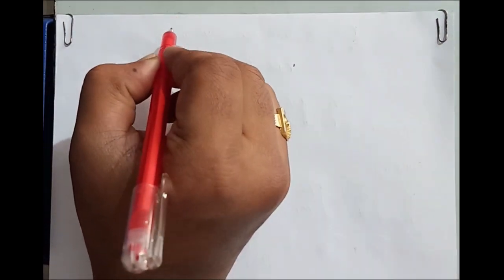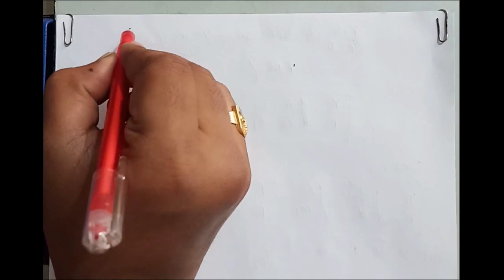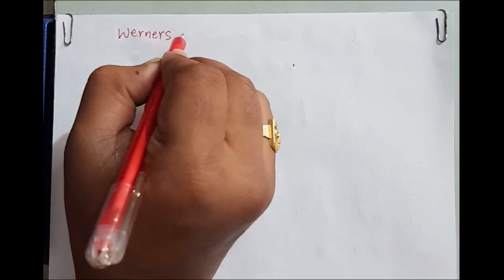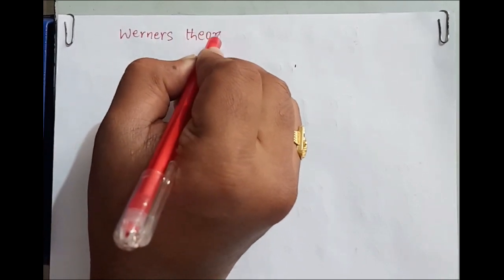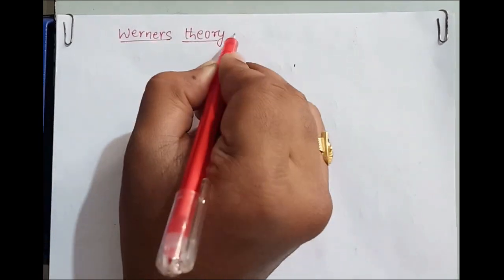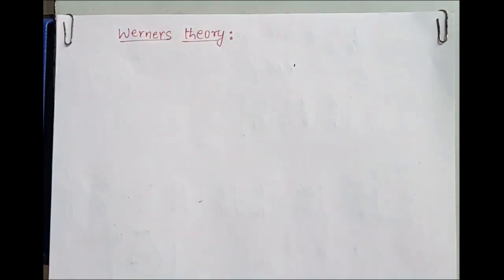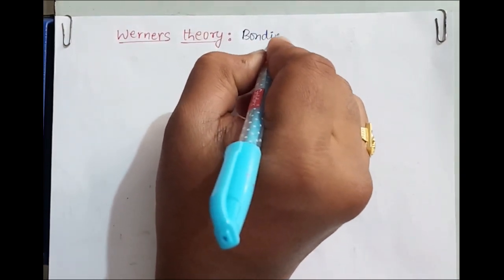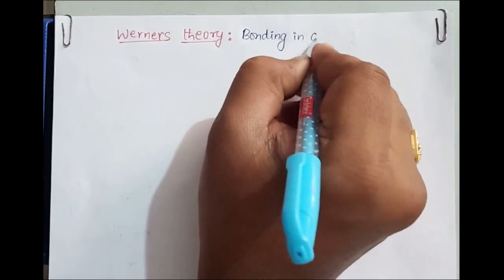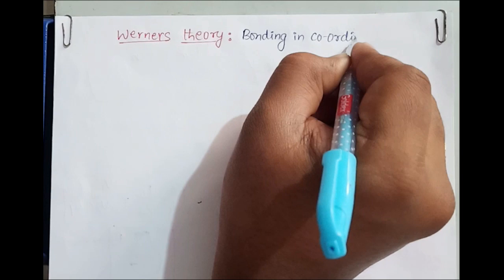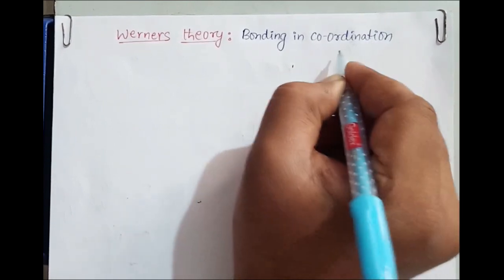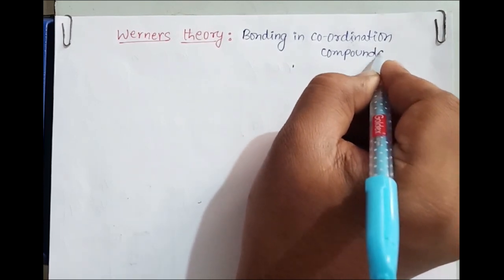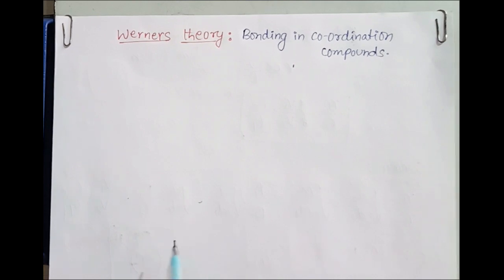Today I'm going to explain the first theory of coordination compounds, that is Werner's theory. This is the first theory that explained the bonding in coordination compounds, which types of bonds there are and how they are formed. It's a very old theory, about 120 years old, but yet it is a very useful theory.